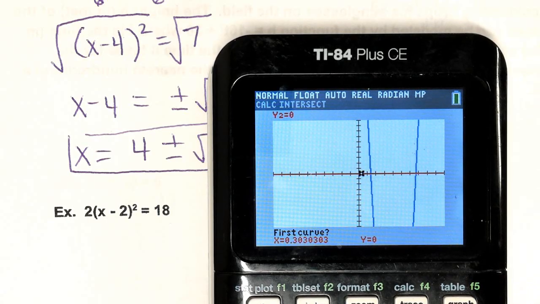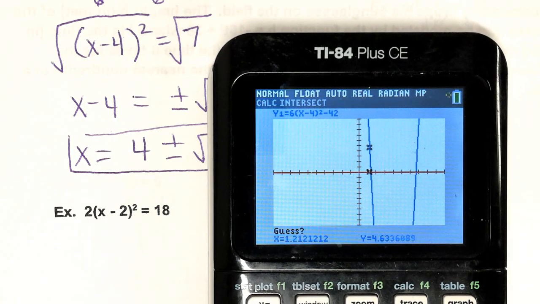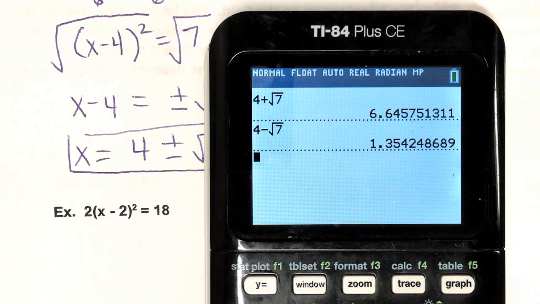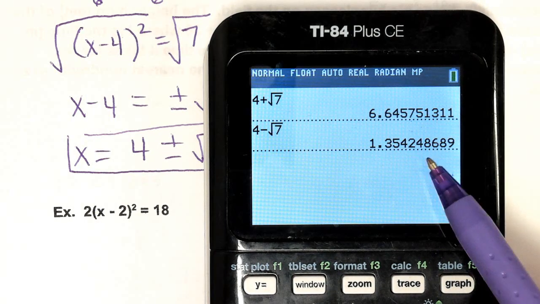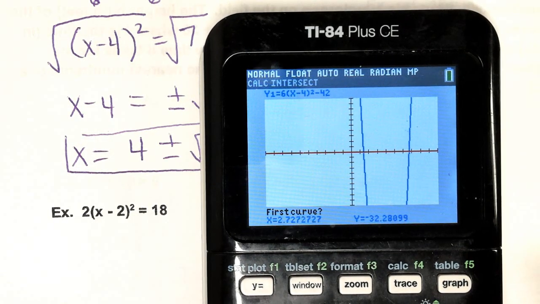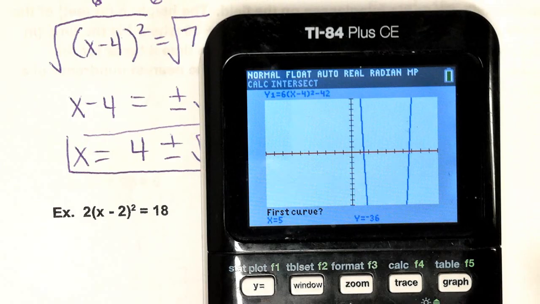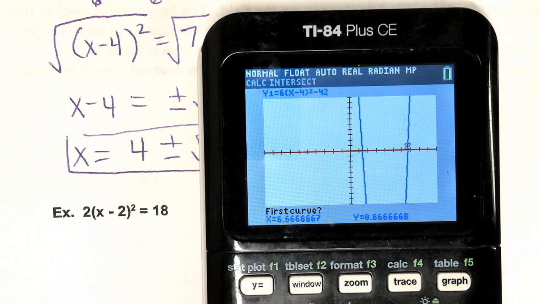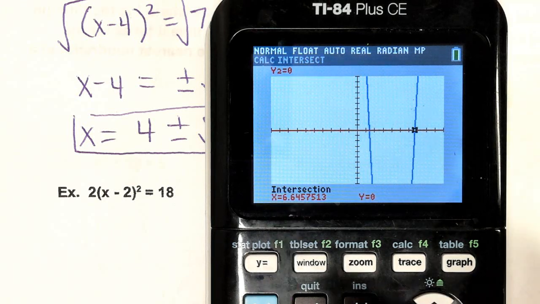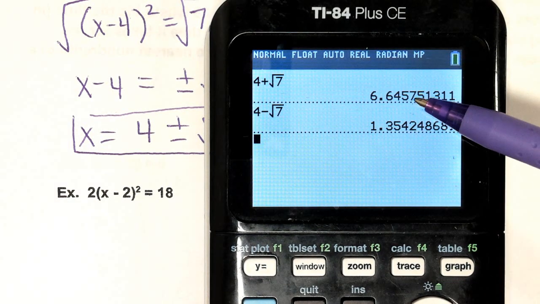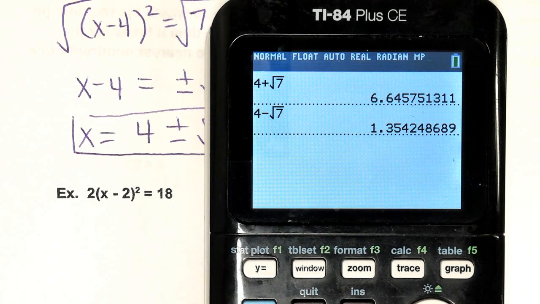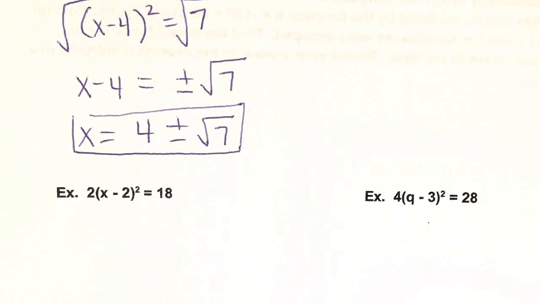So the first answer is here, and it is touching at 1.354. Everybody look. Was that one of our answers? Now let's look at the other one. My cursor went way far. There we go. So the other answer is at 6.645. Was that the other answer? So do you see that you're going to get the same answer no matter which way you do this? Yes? Okay, let's go do this one.